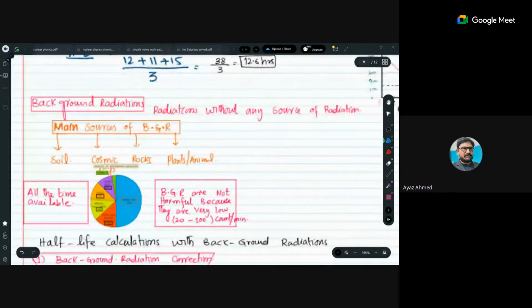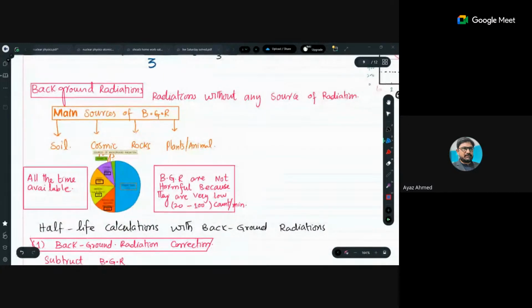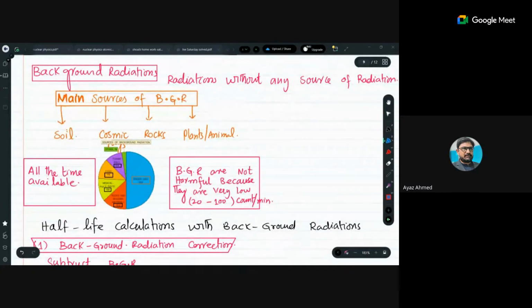So first of all, we should know what background radiations are and what their impact is on the activity, and what their impacts are on measurements. Okay, तो जैसे अभी मैं आप लोगों को पढ़ा रहा हूँ, this is what, you are hearing a background noise, and this background noise is sometimes increased, sometimes it is decreased, but it is there, isn't it?